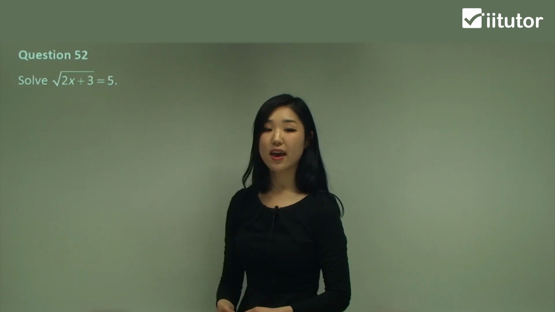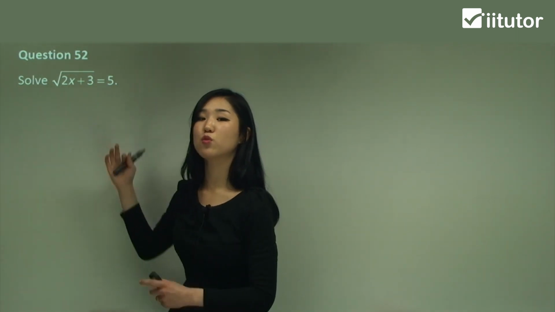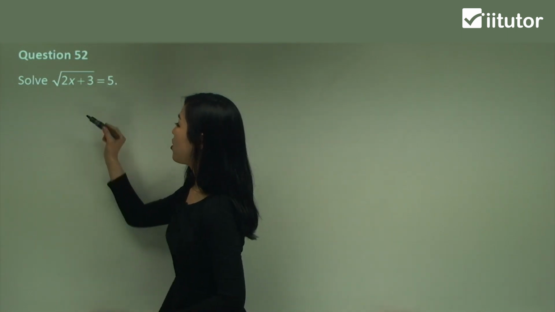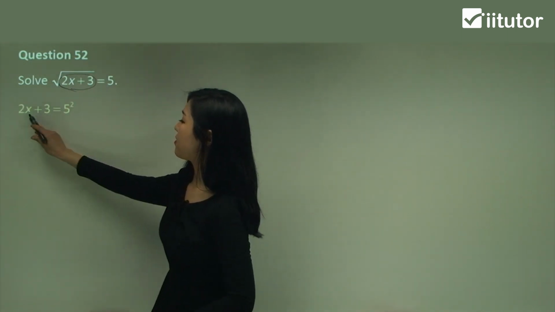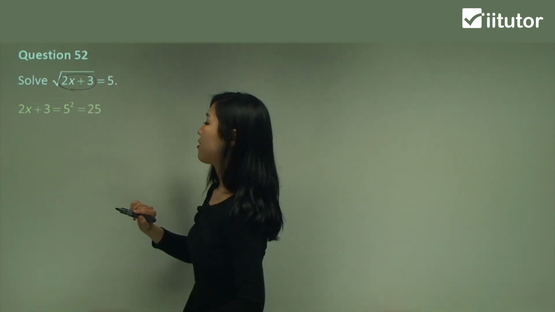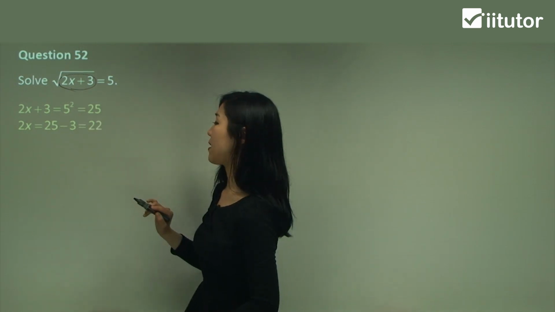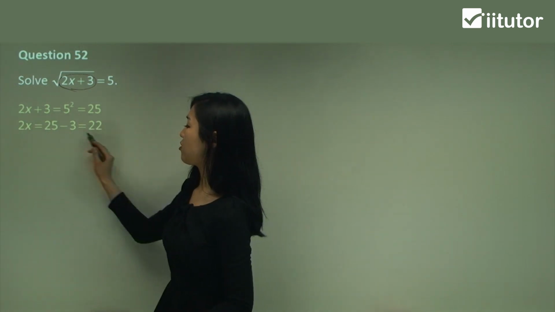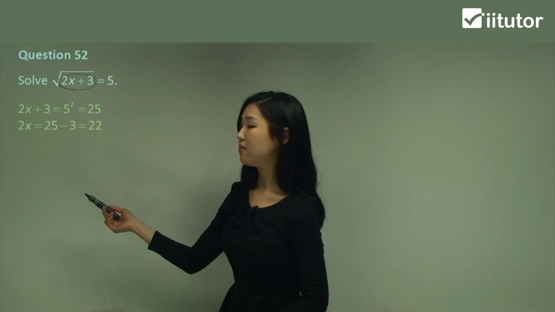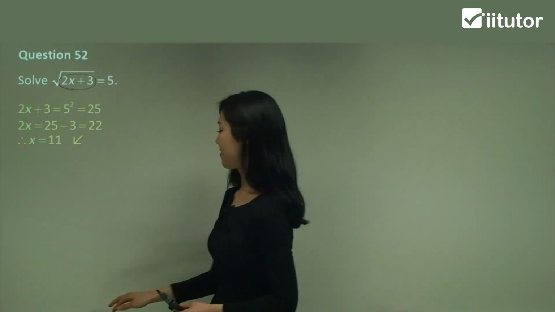52. Again, don't worry about what's inside the square root. Just know that we're going to square both sides. So this side, we only have this left over, and we square the 5, which is going to be 25. So I'm going to move the 3 onto the other side by subtracting it, which makes it 22. So 2x is 22. x will be 22 divided by 2, which is 11. And that's it.